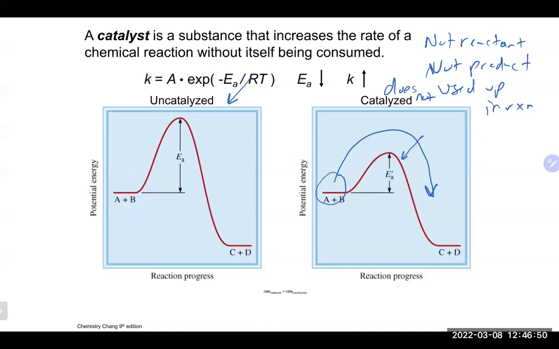So as the activation energy drops, the rate constant increases. Again, the rate constant is your measure of how fast or slow the reaction is taking place. A large rate constant would imply a very fast reaction. A smaller rate constant would be a slower reaction.